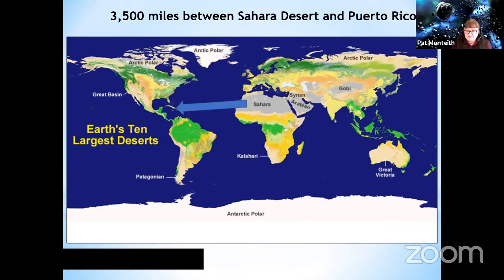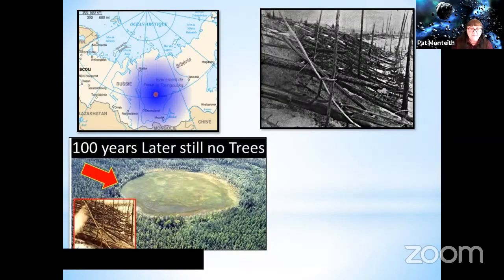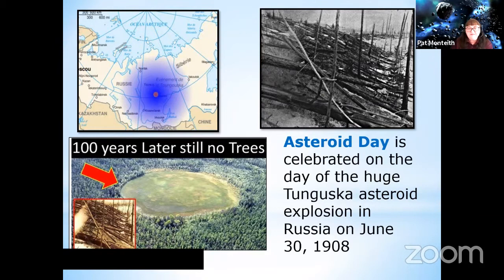Now, another event created some problems back in 1908. This is the event that Asteroid Day, today, June 30th, is celebrated for. It's the day the huge Tunguska asteroid explosion happened in Russia, right outside Siberia, on June 30th, 1908. And the interesting thing is that it was felt as far away as England, about 6,000 miles away.